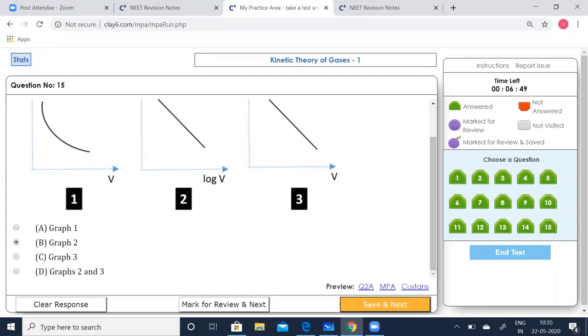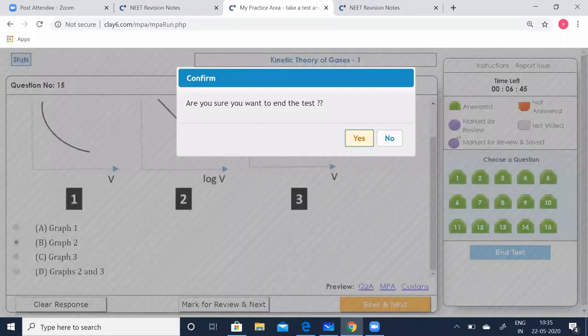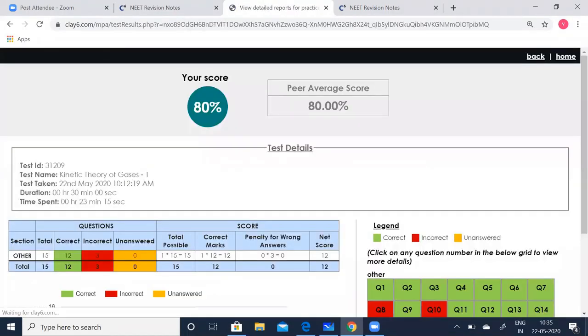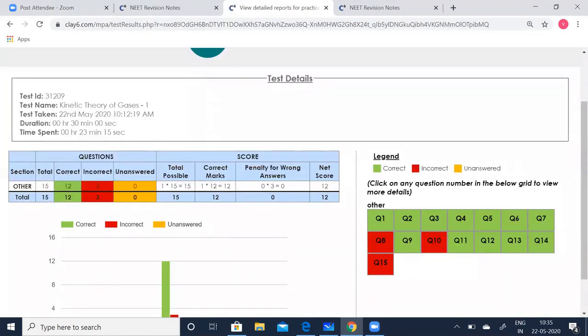All right. So now we have completed the test. In the test, the results are loading. 3 incorrect questions. Let us quickly check what were the incorrect questions. I think I messed up in the middle. Let me see.